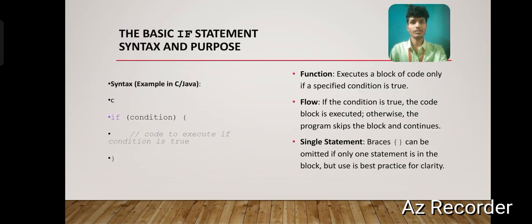The basic if statement syntax and purpose. Syntax: if condition, code is executed if the condition is true. Function: executes a block of code only if a specified condition is true. Flow: if the condition is true, the code block is executed, otherwise the program skips the block and continues. Single statement: braces can be omitted if only one statement is in the block, but their use is best practice for clarity.